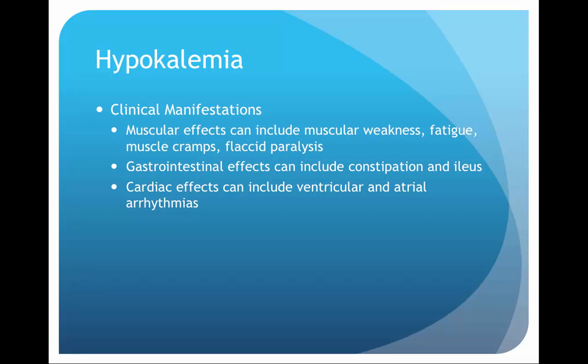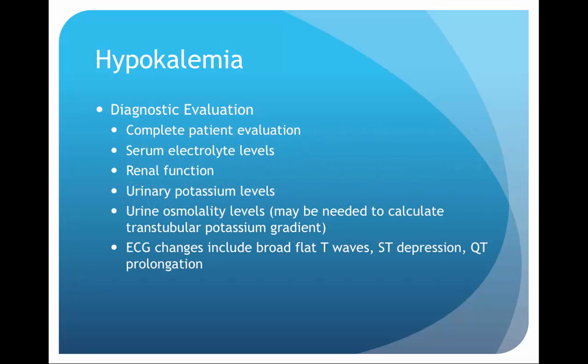Clinical manifestations of hypokalemia include prominent effects on the cardiac, skeletal, and intestinal muscle cells. Severe symptoms generally occur only with potassium levels less than 2.5 milliequivalents per liter. Muscular effects can include muscular weakness, fatigue, muscle cramps, flaccid paralysis. GI effects can include constipation and ileus, and cardiac effects can include both ventricular and atrial arrhythmias.